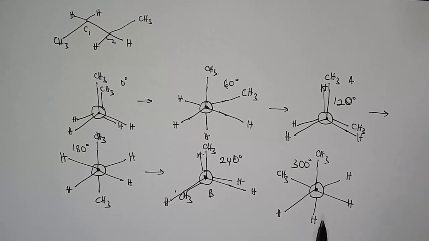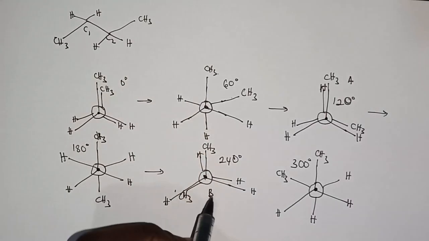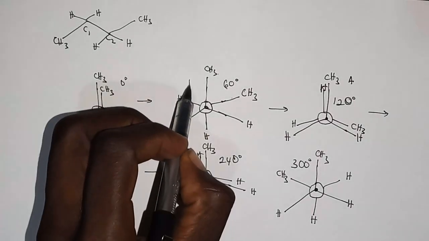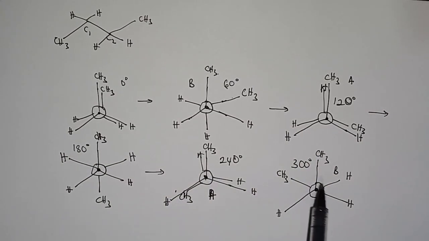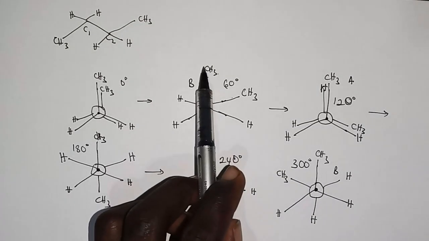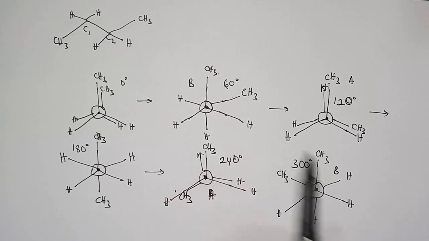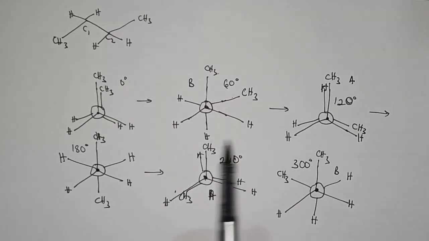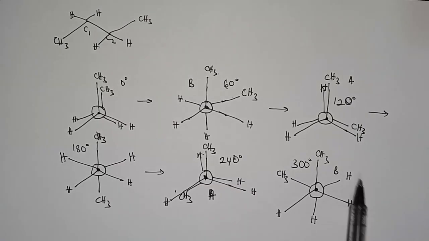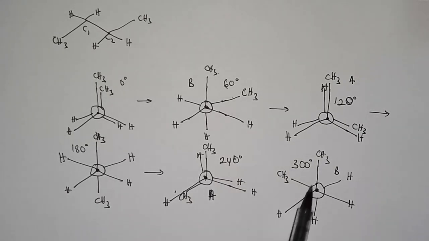Let's see if we can find another similarity. Here's A. This compound B is the same as this compound B, because this is a staggered conformation. We have 2 H at the same side, then we have 4 protons at another side: 1, 2, 3, 4. So these two will have the same energy.